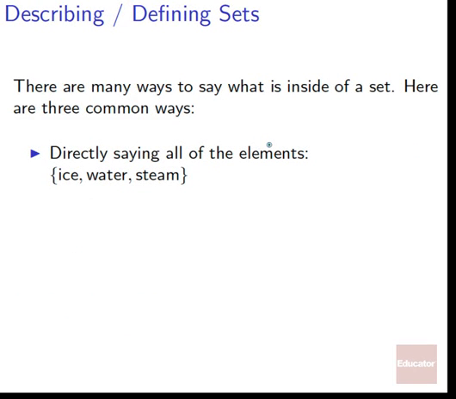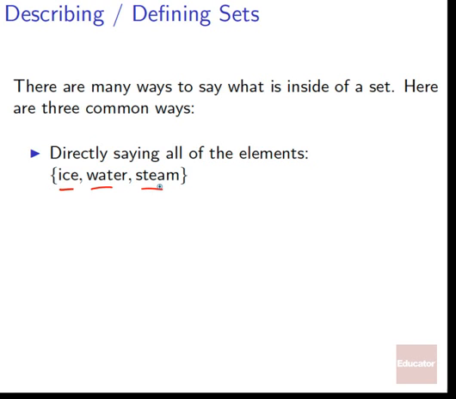If we want to describe a set, there's a bunch of different ways to describe it. So here are pretty much the three most common ways that you're going to see. Directly saying all of the elements. So we could go through, like I was talking about before with the curly braces and the comma, and just say each of the elements inside of the set. Ice, water, steam.